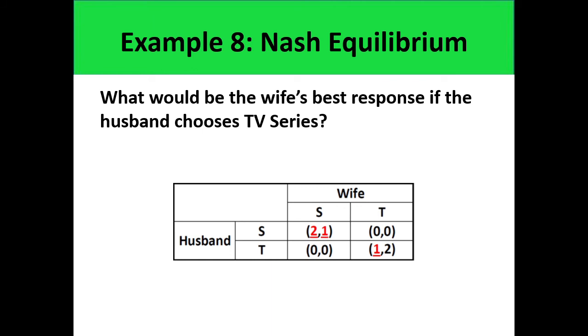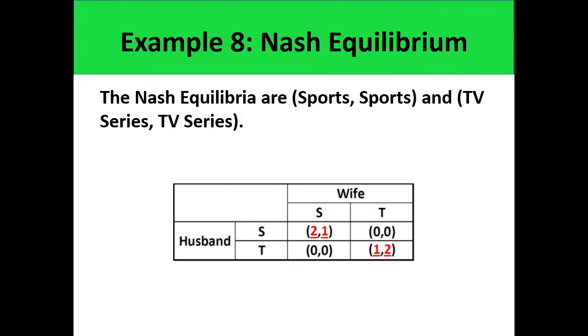Next, if the husband decides to watch TV series, then as the column player, we either get 0 or 2. Between these two, the better response is 2. So we will underline this number. So in this case, we have two Nash equilibria. The Nash equilibria are sports, sports, and TV series, TV series.